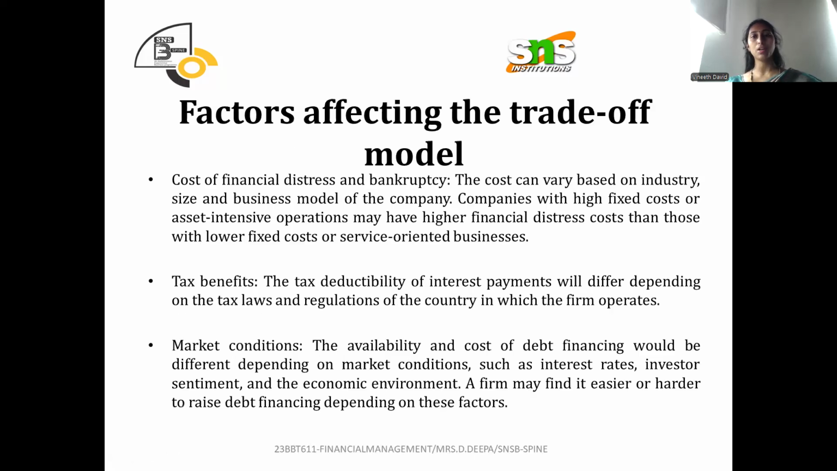And next, what are the factors that affect this trade-off theory, the trade-off model? First one is cost of financial distress and bankruptcy. That is the first factor we should consider. Based on industry, its size, its model, cost differs. Some companies have high fixed cost, some companies might have less fixed cost. Every industry's operation differs from each other. Compared to service oriented businesses, production based companies are different. Because of those reasons, they need to face financial distress costs. So that is the first factor.